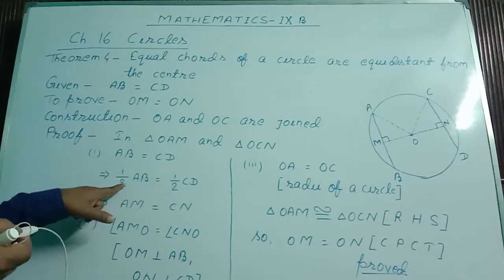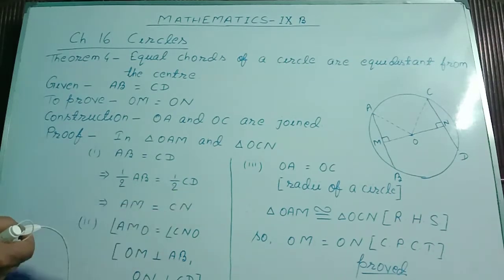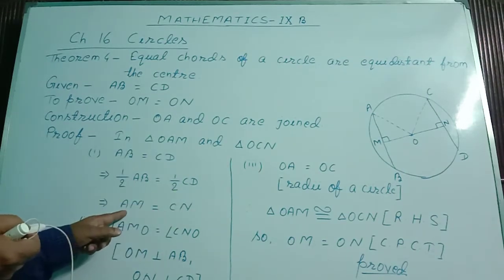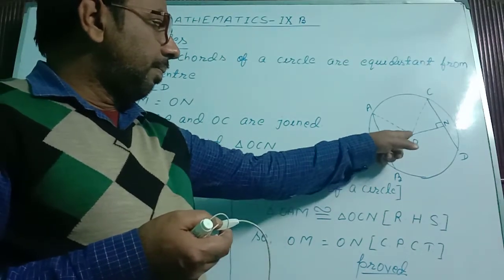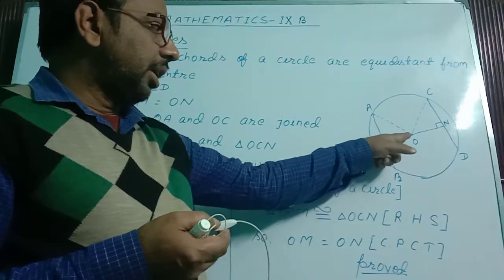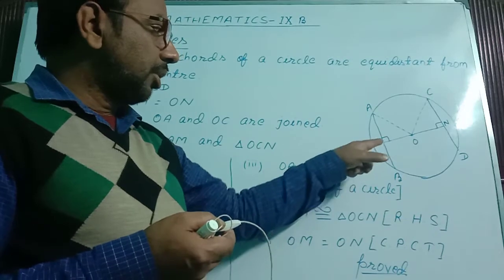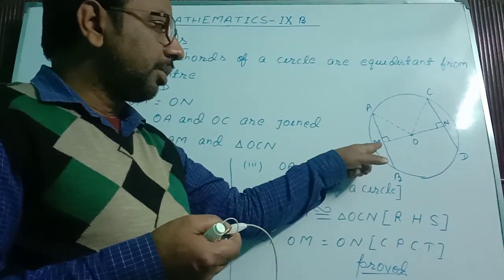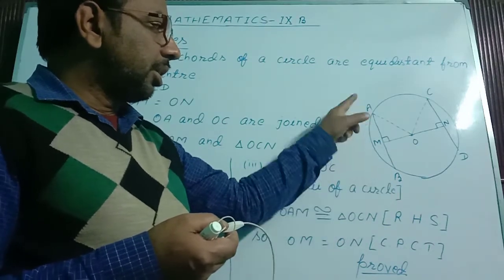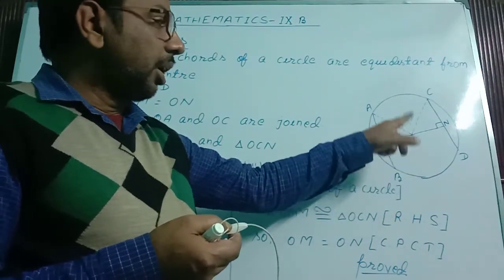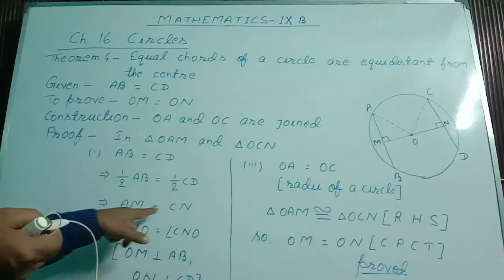I divided both sides by 2. I got half of AB equal to half of CD, and half of AB is AM because the line drawn from the center perpendicular to the chord is the perpendicular bisector of the chord. So this line bisects the chord into two equal parts, AM and BM. If AB equal to CD, then half of AB equal to half of CD, and half of AB is AM and half of CD is CN. Those two will also be equal.